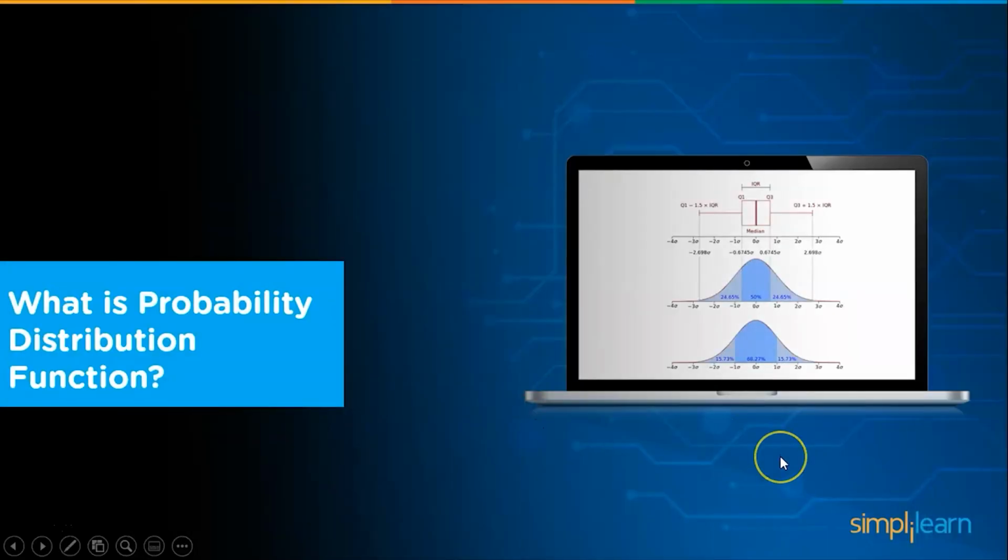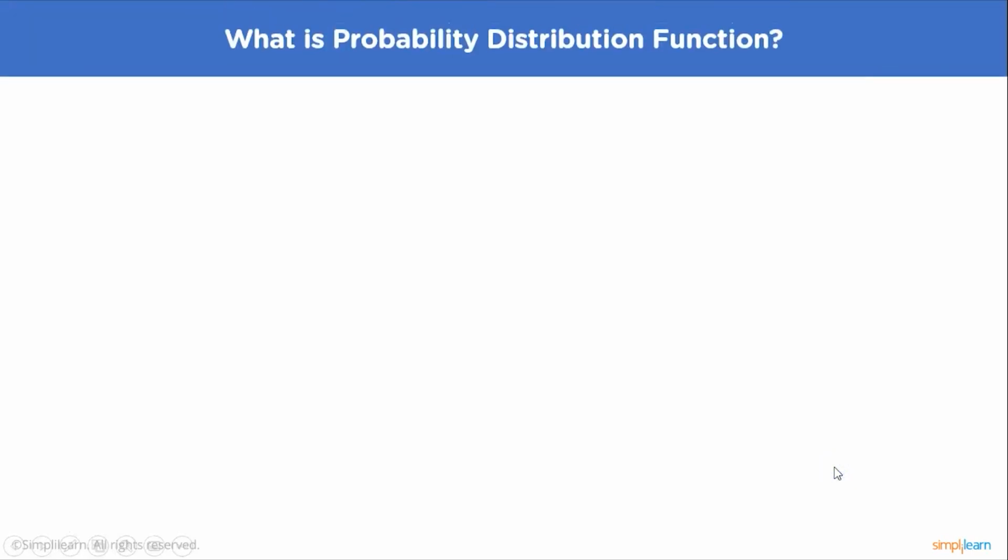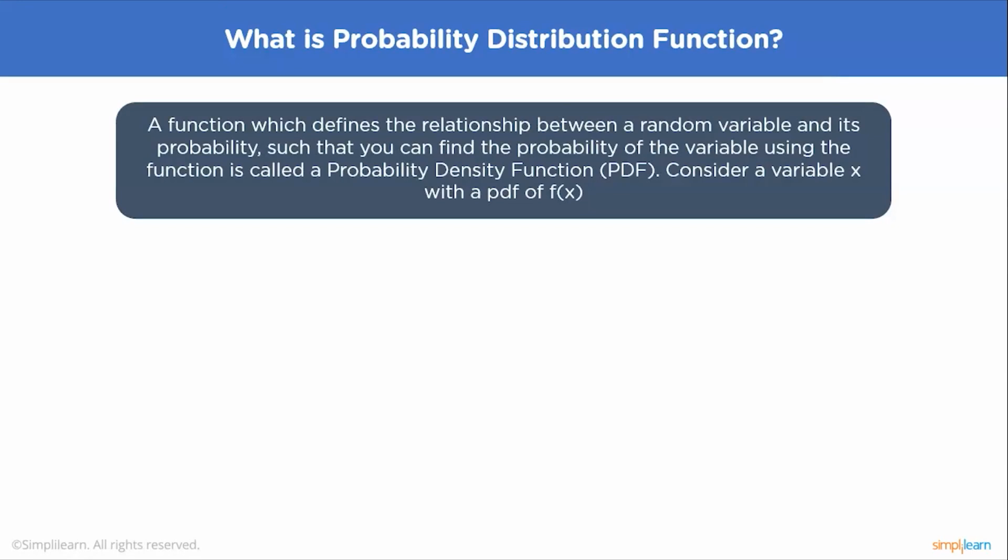So now, let's dive into the definition of the probability density function. What is the probability density function? A function which defines the relationship between a random variable and its probability, such that you can find the probability of the variable using the function, is called a probability density function. In simple words, probability density is the relationship between an observation and its probability.